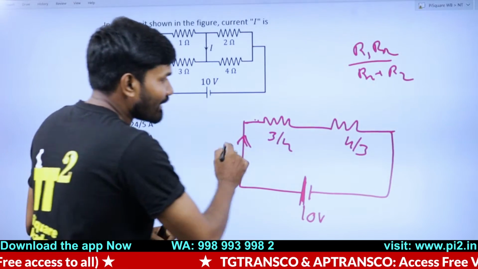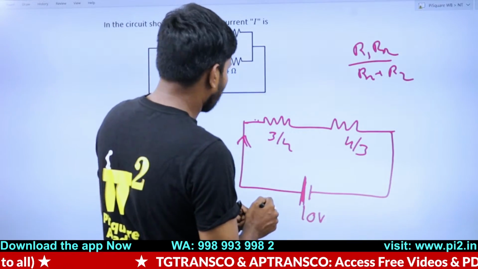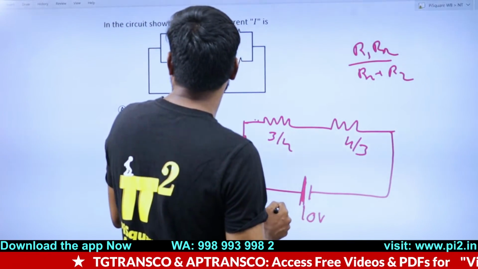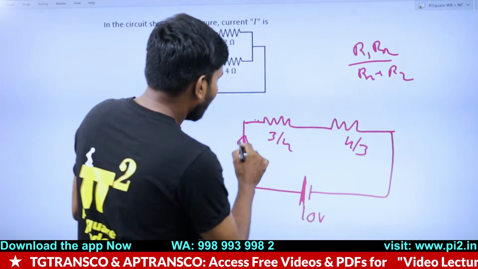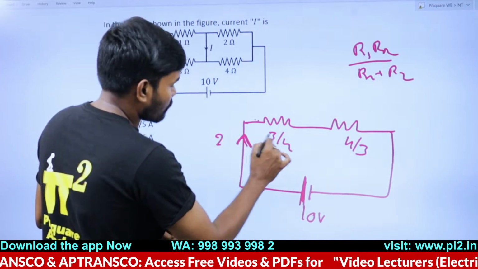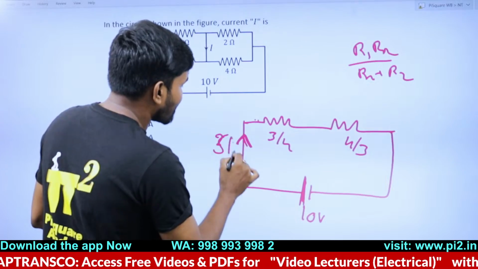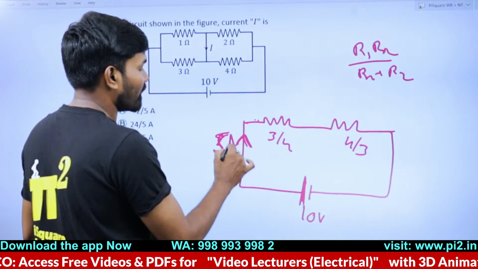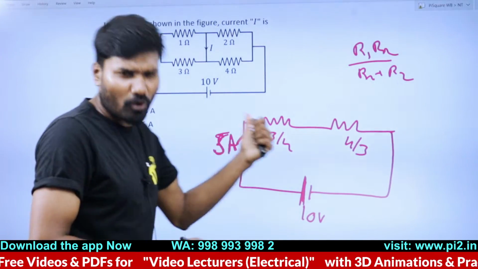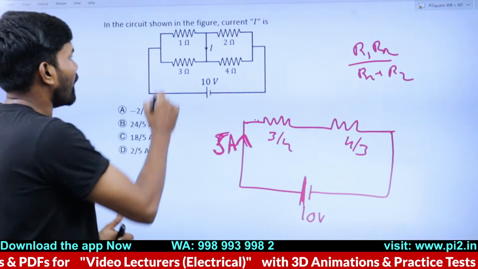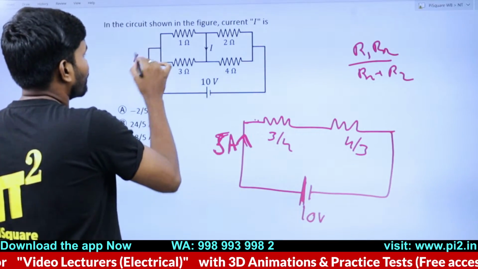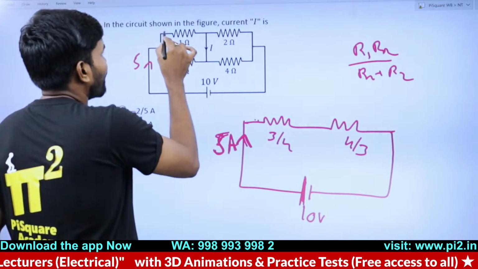Okay. If that is the case, will that approximation work? Yes, it will work. So 2 ohms means 5 ampere is the current which is flowing in this. 5 ampere is approximately the current. Now that 5 amperes is going to split between these two.